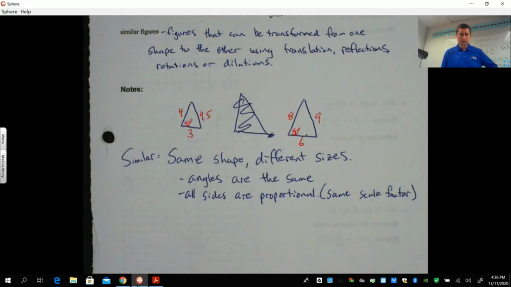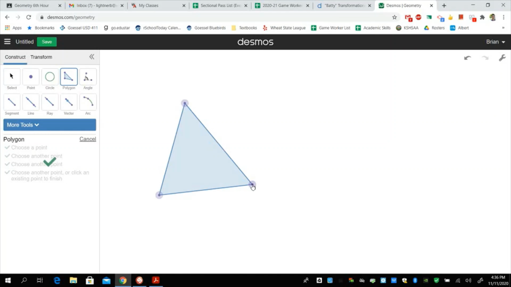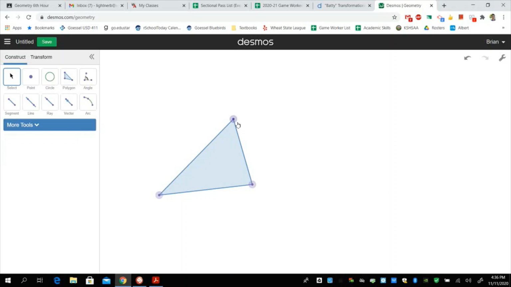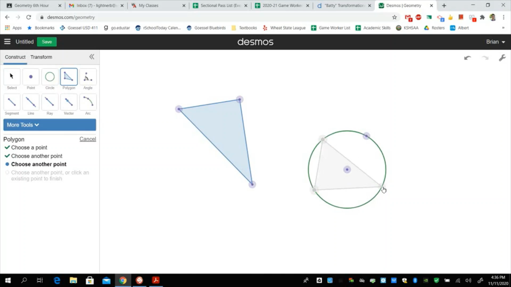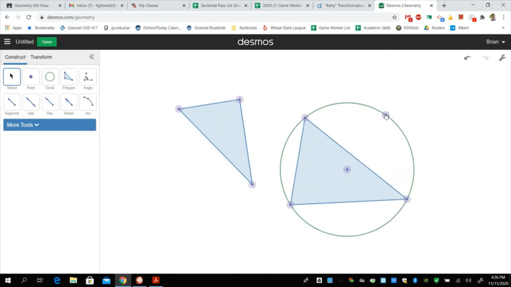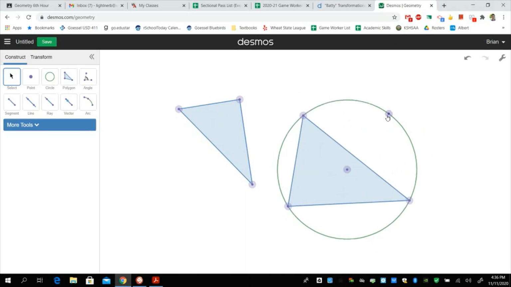Let me show you, here on Desmos, let's say I just draw a triangle. Right now if I drag these points, these are not similar triangles. This one is different than this one, which is different than this one. Okay, all of those are different. But if I do a circle there, move that down a little bit, and put a polygon inside the circle, now if I enlarge and shrink the circle, I'm getting similar shapes. I get the same shape, but it's changing sizes.